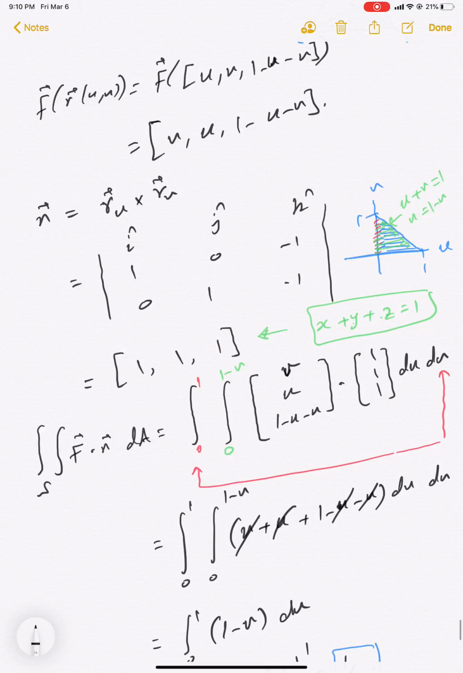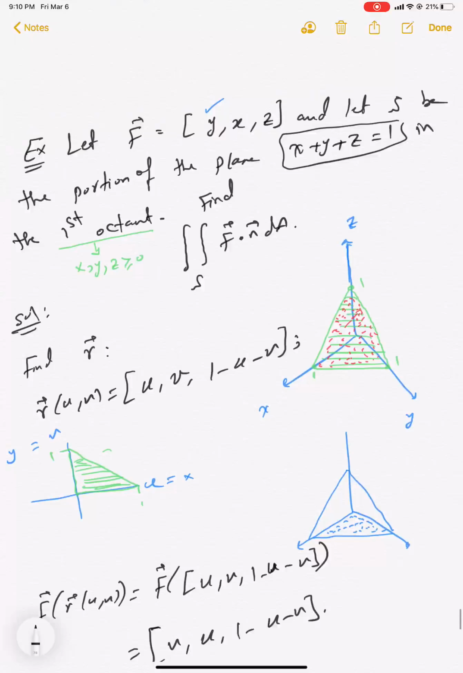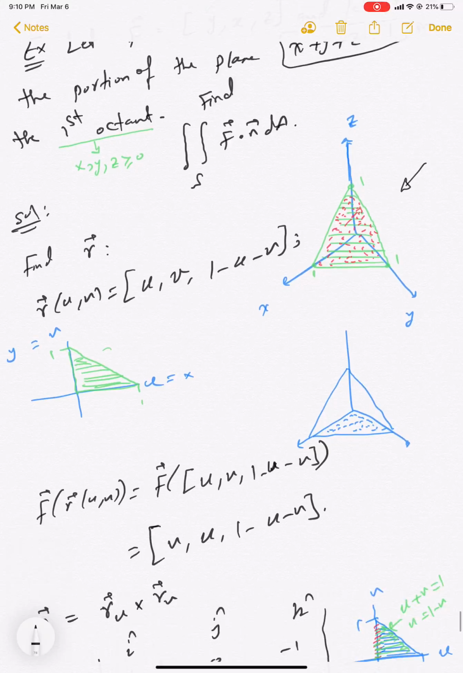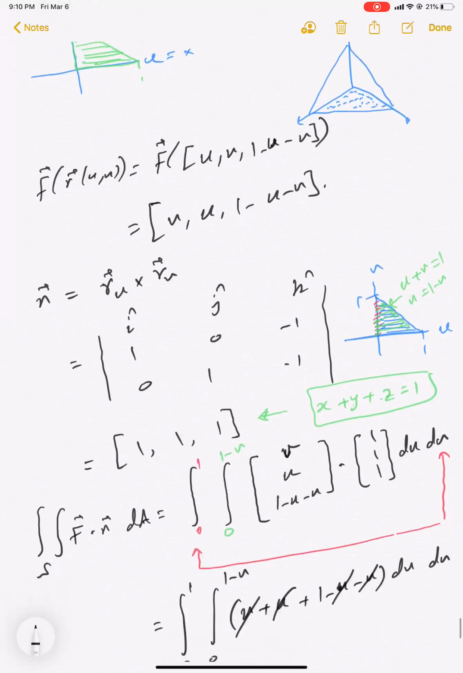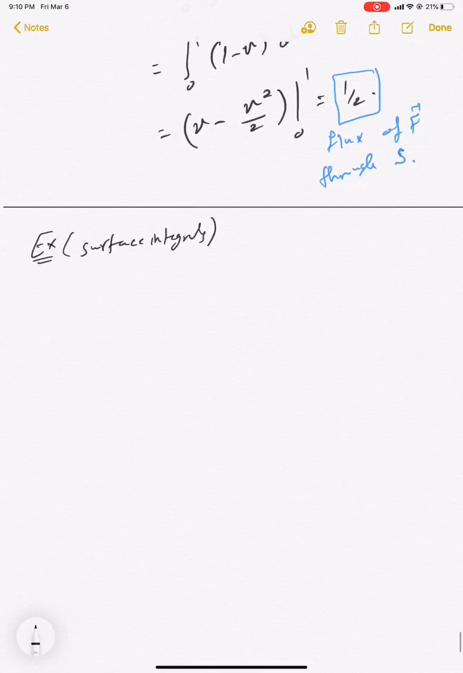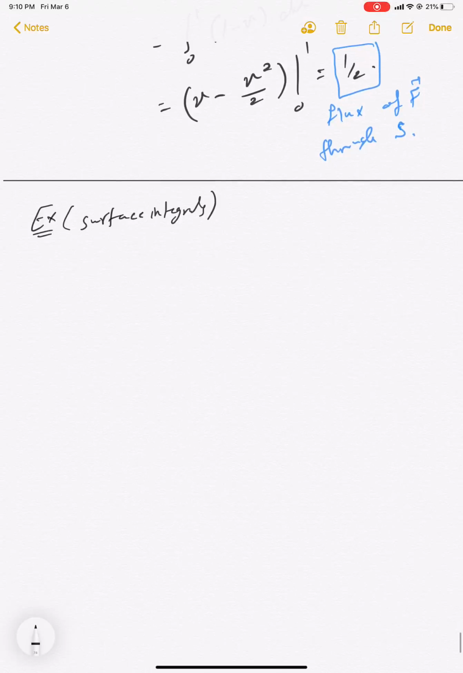Okay, let's solve another example on surface integrals. So we're still doing surface integrals. Remember, in the previous video, we solved the plane example. So we had this function, we had this surface, we computed the surface integral of this function over this plane, and we found the flux, which was equal to half.